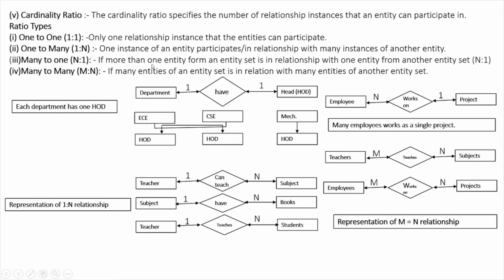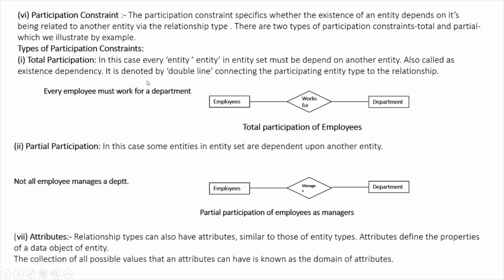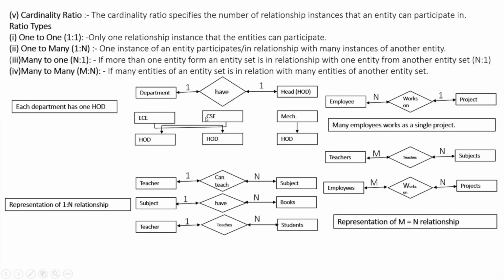Many to one. If more than one entity from an entity set is in relationship with one entity from another entity set. As you can see, many employees work on a single project. Sorry for the mistake guys. And four, many to many. If many entities of an entity set are in relation with many entities of another entity set. As you can see, many teachers teach many subjects and many employees work on many projects. I hope you will understand.